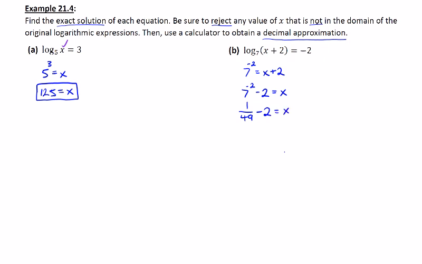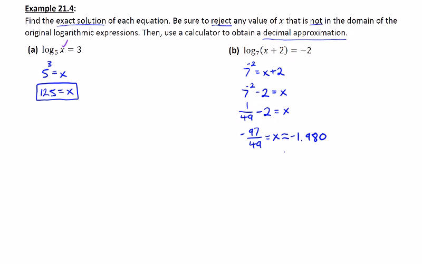And then to subtract 2, we would need to get a common denominator to be able to combine those two terms together, and that'll end up being negative 97/49. And that would represent the exact answer. The decimal approximation for that is negative 1.980. That's an approximation again.